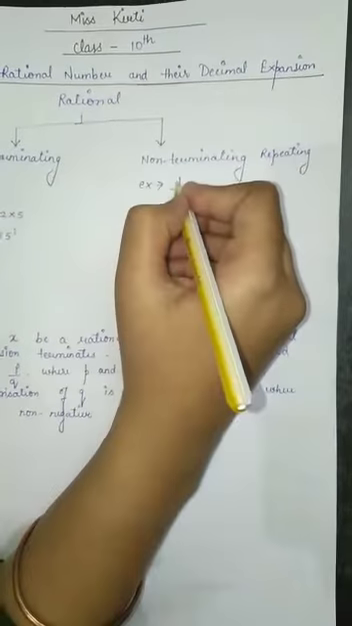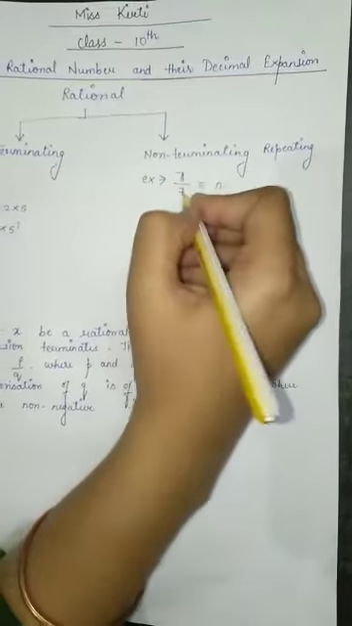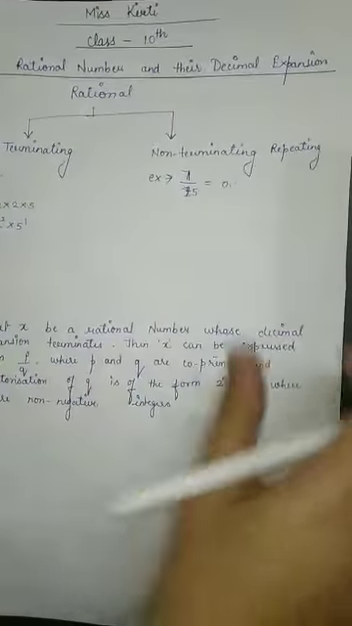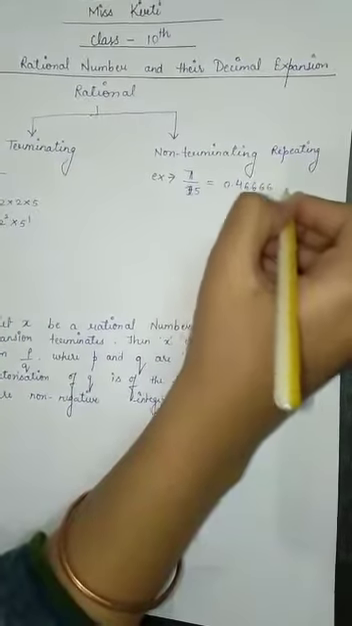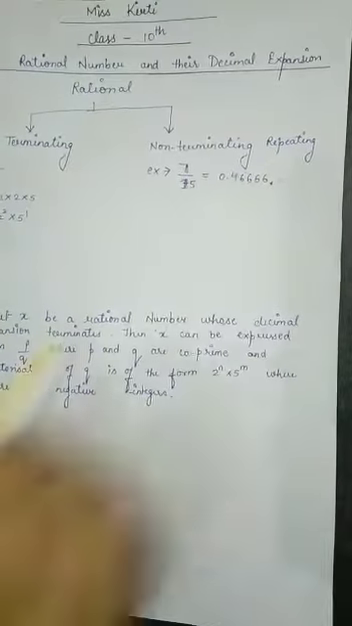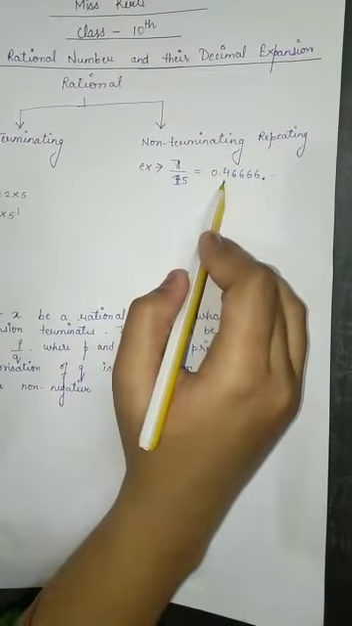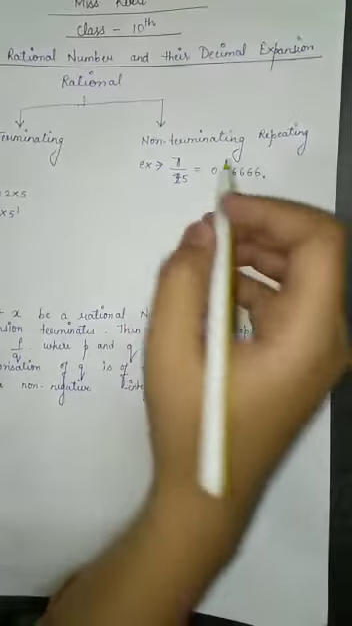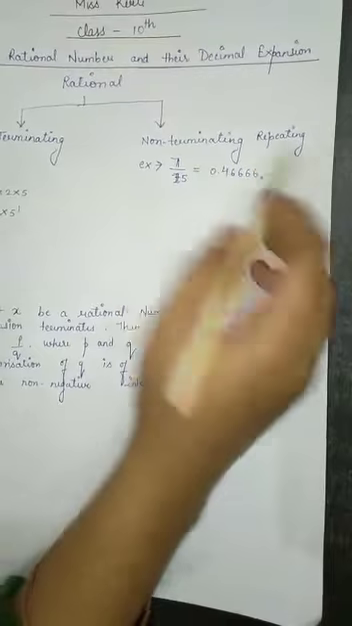Taking a term 7/15, we can divide it and we get 0.4666 and so on. So here the 6 can be repeated so many times and does not terminate or end after one place. So that's why we call it a non-terminating term.